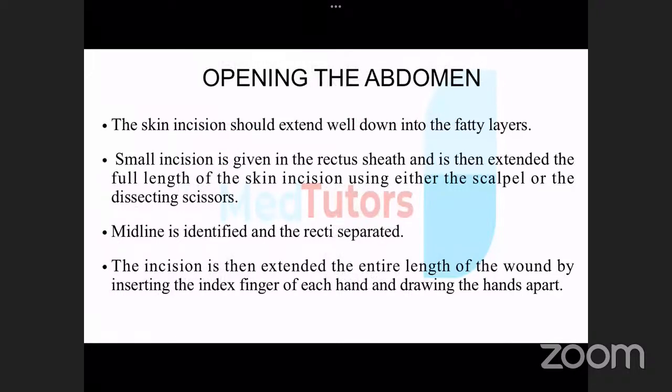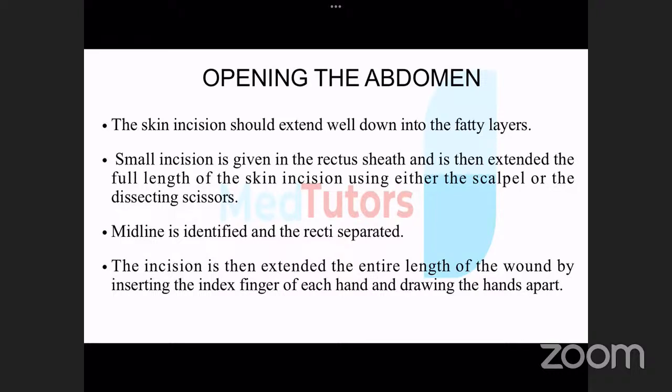So when you make your incision, you choose your incision based on the type you want. You extend the incision down to the fatty layer. Remember the superficial fascia: the subcutaneous tissue of the abdominal wall is divided into two, the superficial fascia of Camper, which is the fatty layer, and the deeper layer, Scarpa's fascia, which is the fibrous layer.